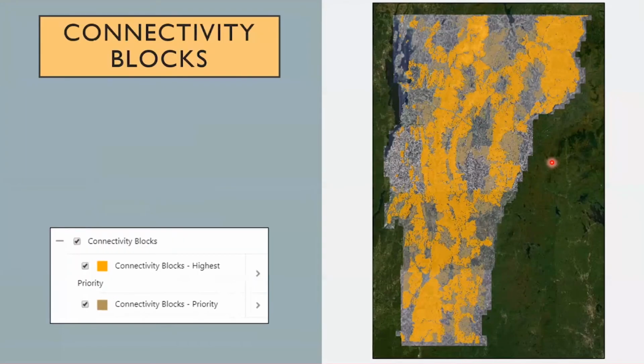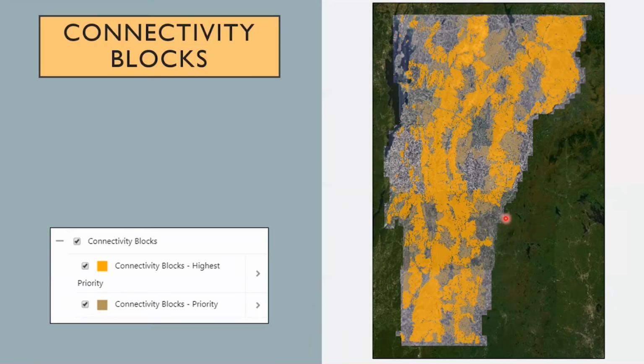Okay. So the next component in Vermont conservation design on the BioFinder website is called connectivity blocks. And this is another subset of the overall forest blocks.